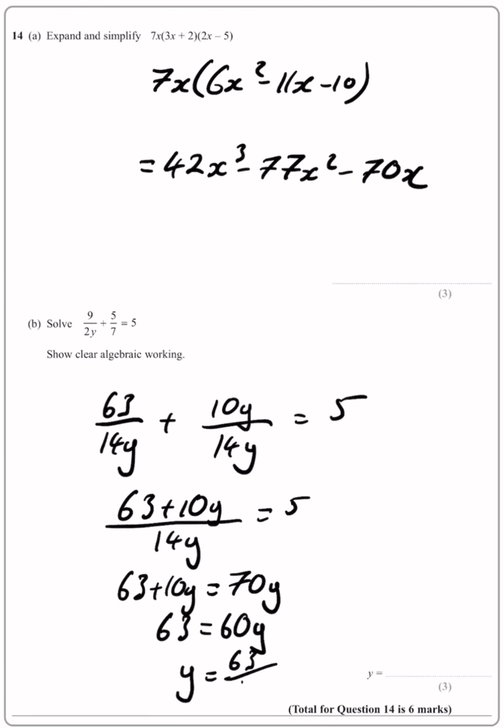Divide both sides by 60. We get 63 over 60. Simplify the fraction, or write it as a decimal, 1.05. So y is 1.05.